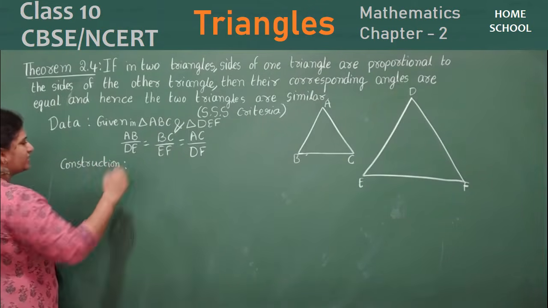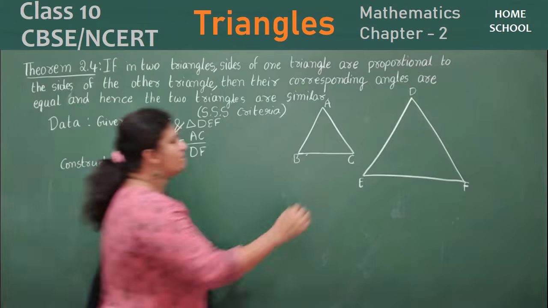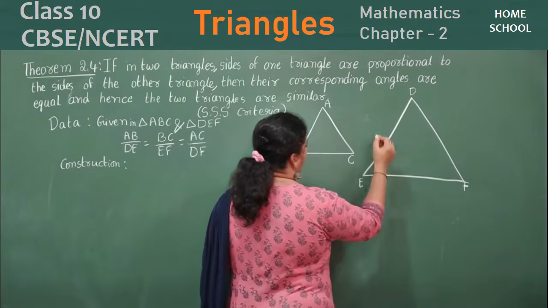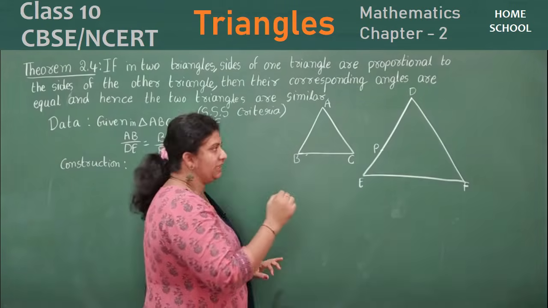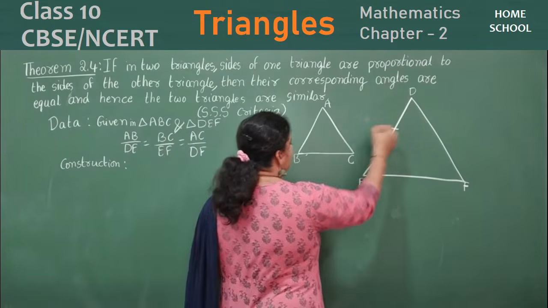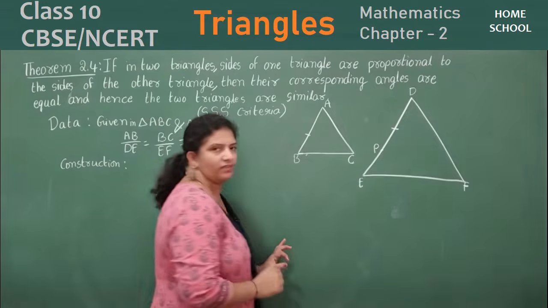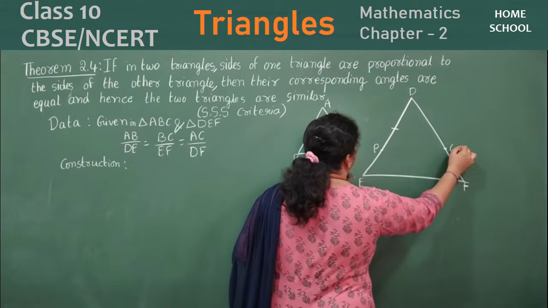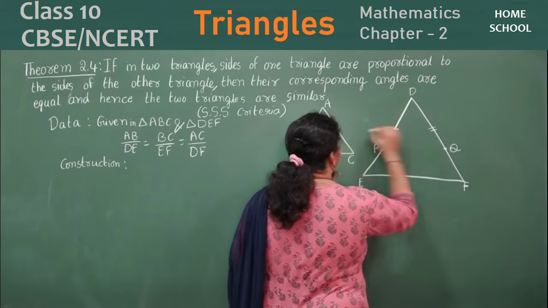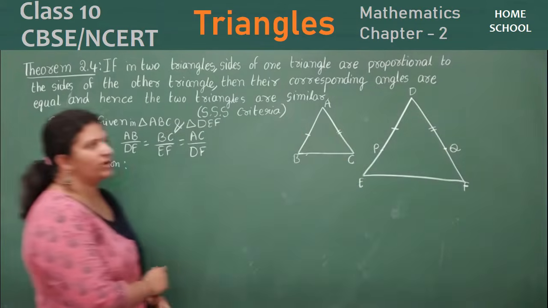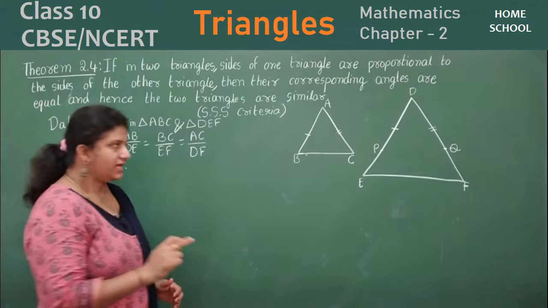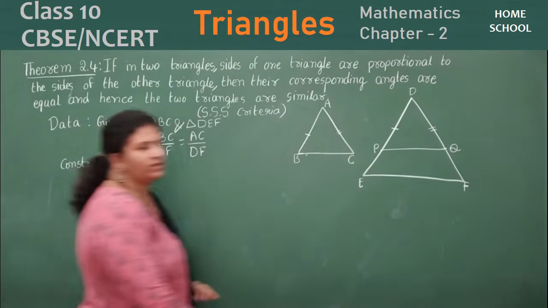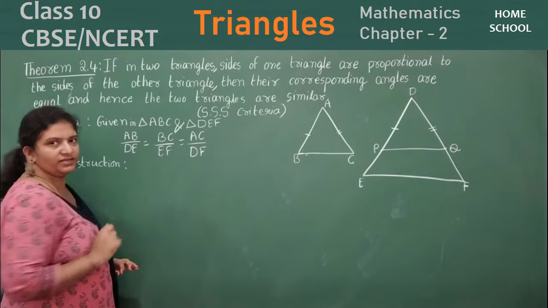Construction. What is the construction we are going to do? Mark a point P on DE such that DP must be equal to AB, and mark a point Q on DF such that DQ must be equal to AC. Then join PQ. This is what I have done in the construction.